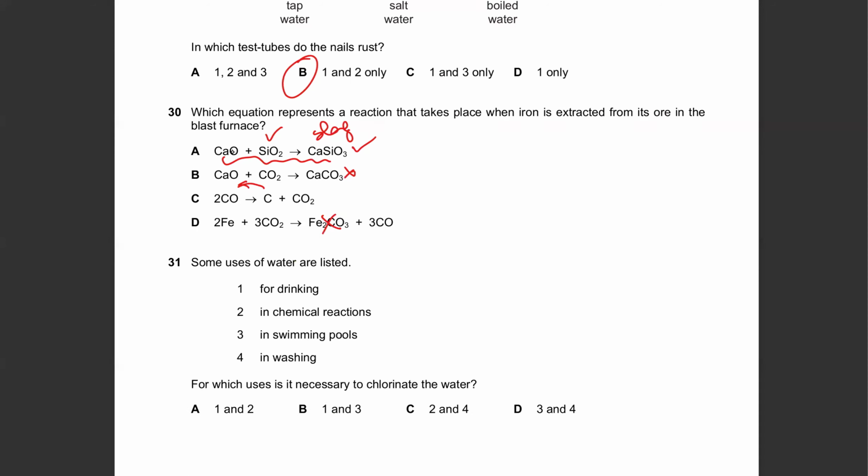Just the last one. Some uses of water are listed. For which use is it necessary to chlorinate the water? For drinking, yes. In chemical reactions, no. In swimming pools, yes. In washing, no. So 1 and 3, that is B.